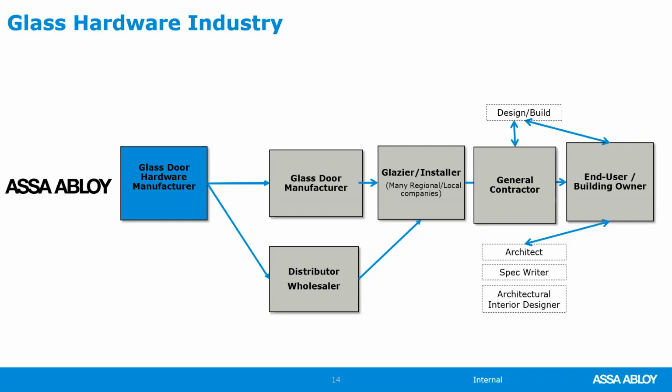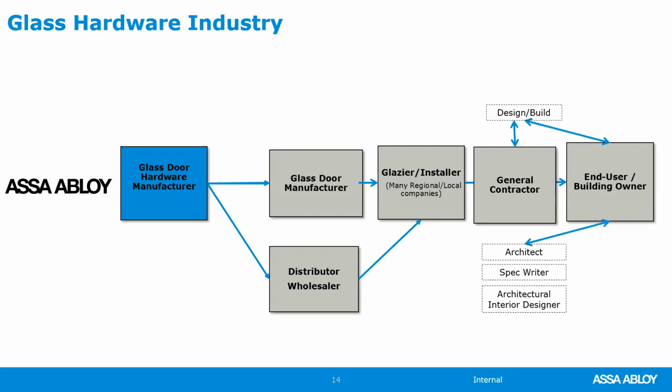From there, the glass is typically shipped to the glazing contractors. So that's kind of where the distributor wholesaler partner comes in as well. So the glazers can really choose, do I want my glass with my hardware installed from the glass door manufacturer, or do I want to do it myself on site?